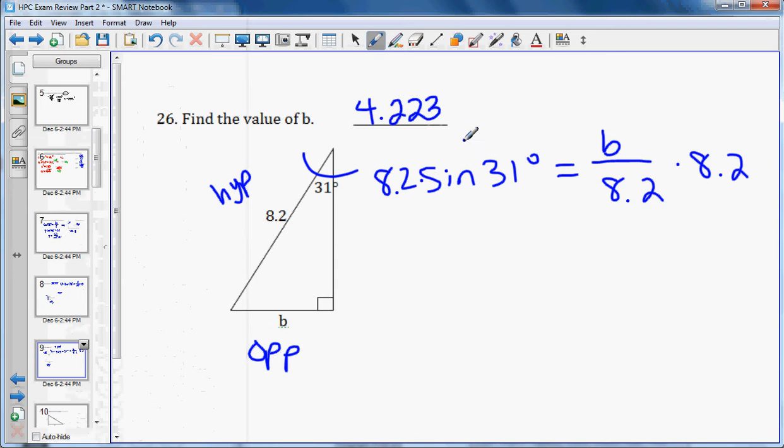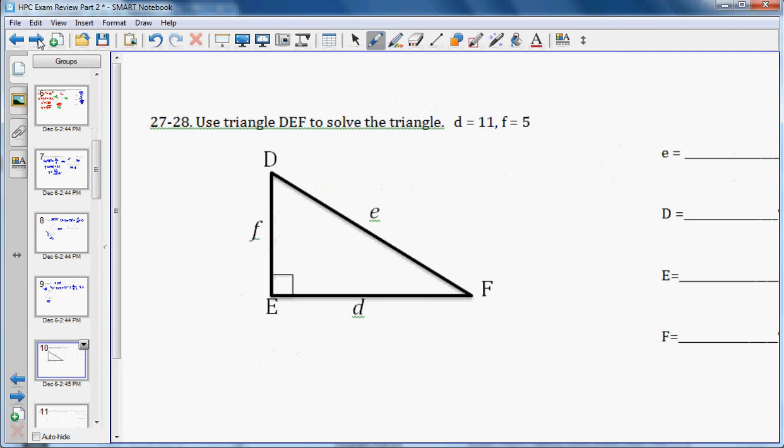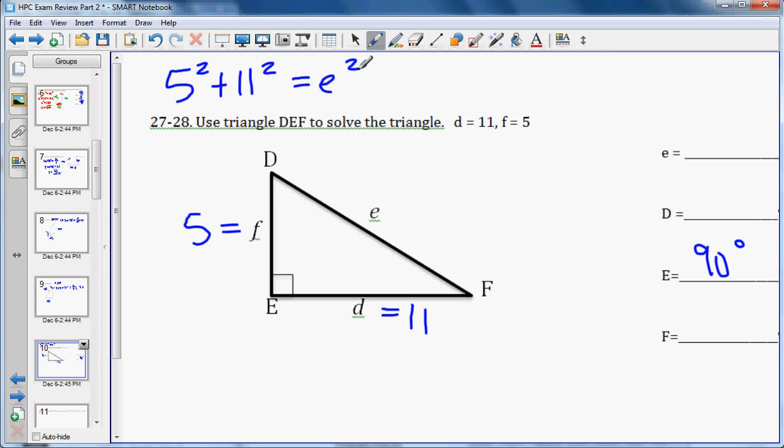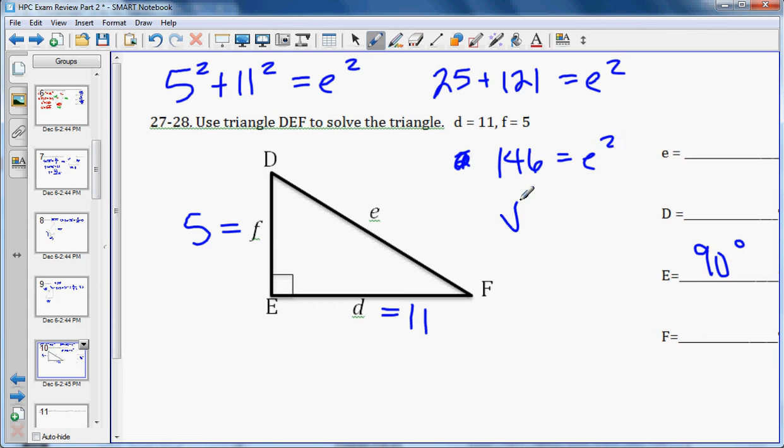Okay, now we've got to figure out all the parts of this triangle. Well, we can go ahead and see angle E is 90 degrees. That's what that box means, as I'm sure you know. So we can go and put 90 degrees there. They tell us that side F is 5 and side D is 11. So we can figure out the third side, side E, by using the Pythagorean theorem. We can do 5 squared plus 11 squared equals E squared. And we do it that way because we know E is the hypotenuse. So we solve that. 25 plus 121 equals E squared. So we get 146 equals E squared. Take the square root.